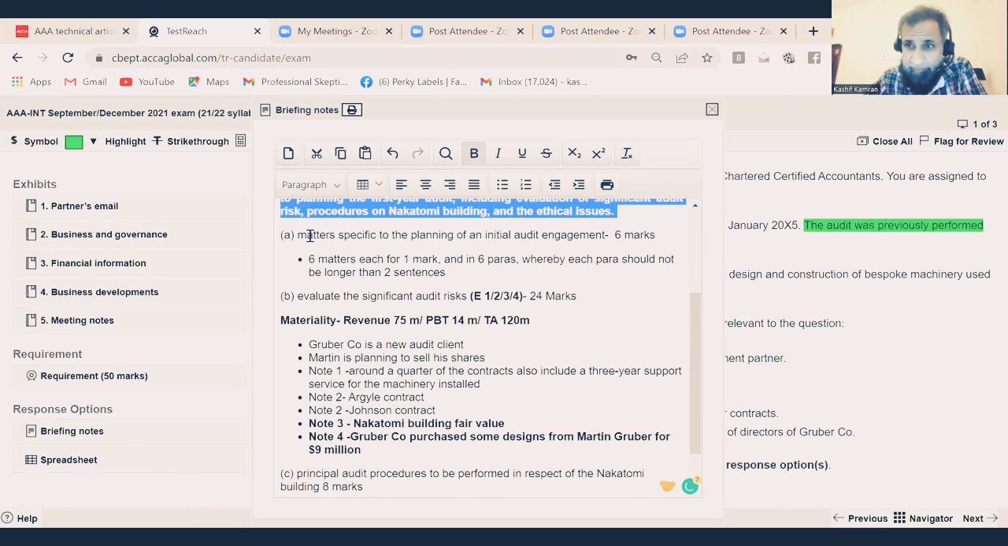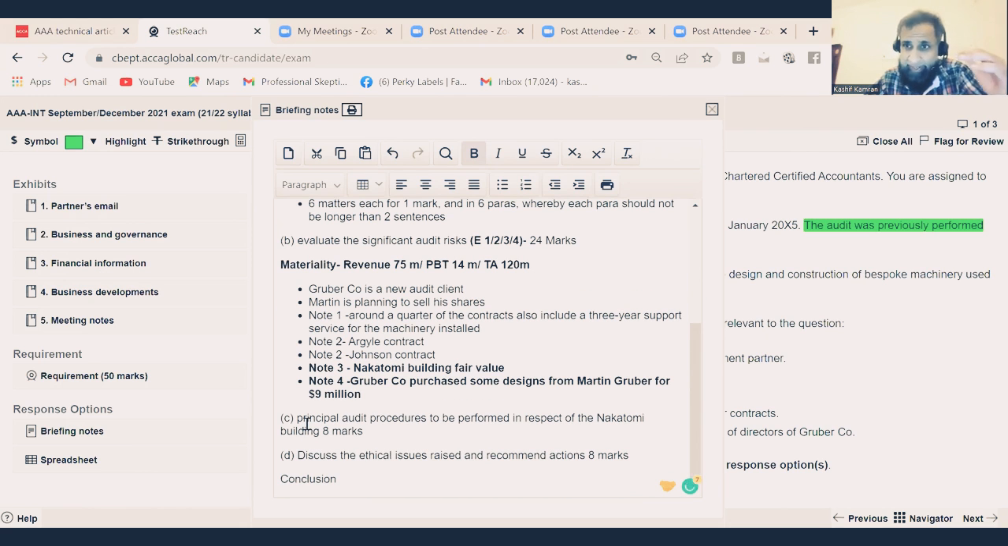Then part A, heading and the answer. Part B, heading and the answer. Part C, heading and the answer. Part D, heading and the answer. And you need to find the answer for part D from exhibit number 5. You're not reading any other exhibit for part D, only exhibit 5. And then you write a conclusion in the briefing note.